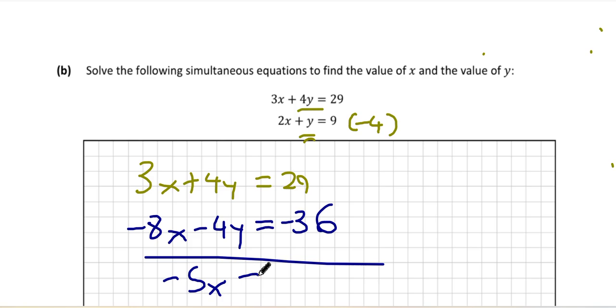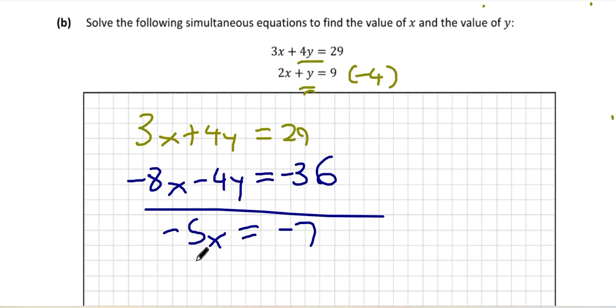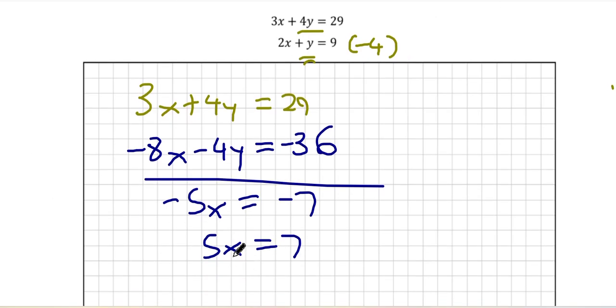You better be taking this down. This is not just from me. Minus what? Minus 7. I'm going to use the magic wand. What's that? Negative goes to positive. And then my answer will be 7 divided by 5, which is actually 1.4. Do I get full marks for that?